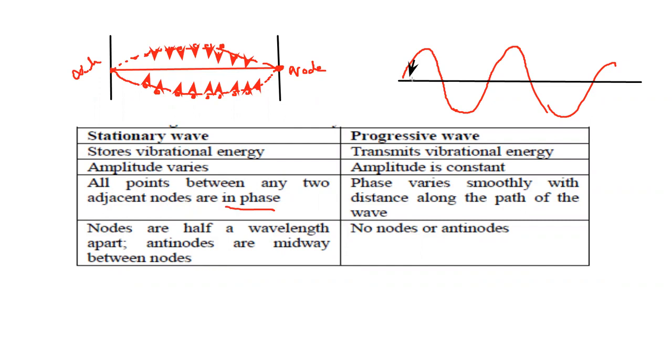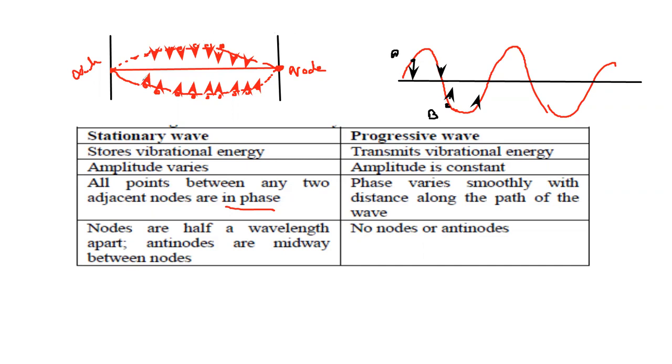Like in this region, the particles tend to move down, but in this region, the particles tend to move up towards the mean position. So these particles have different ways of vibration. Particle A and particle B are not vibrating in the same manner. Particle A is moving down, whereas particle B is trying to move up. So the way of vibration of two particles in the wave is opposite.